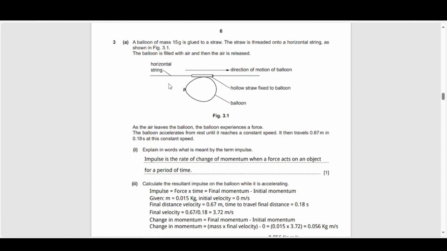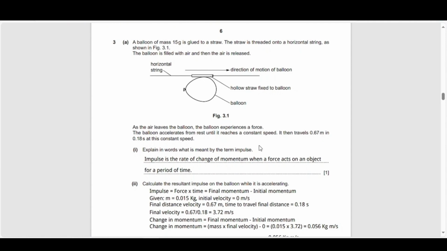So this is Newton's third law, which says that every action has an equal and opposite reaction along the direction of the force. So if the air is going to come out in this direction, that is from right to left, we imagine that the balloon would experience an opposite force from left to right. Okay, so the balloon accelerates from rest until it reaches a constant speed. It then travels 0.67 meters in 0.81 seconds at this constant speed, right?